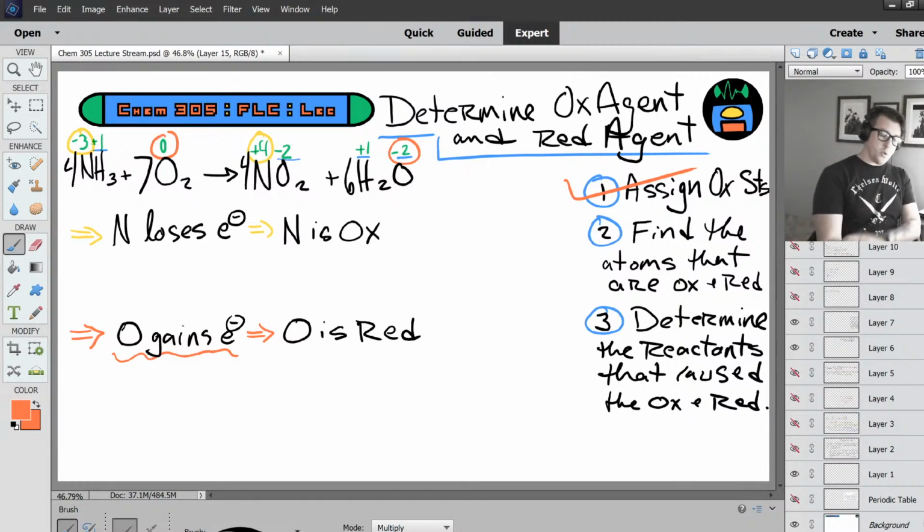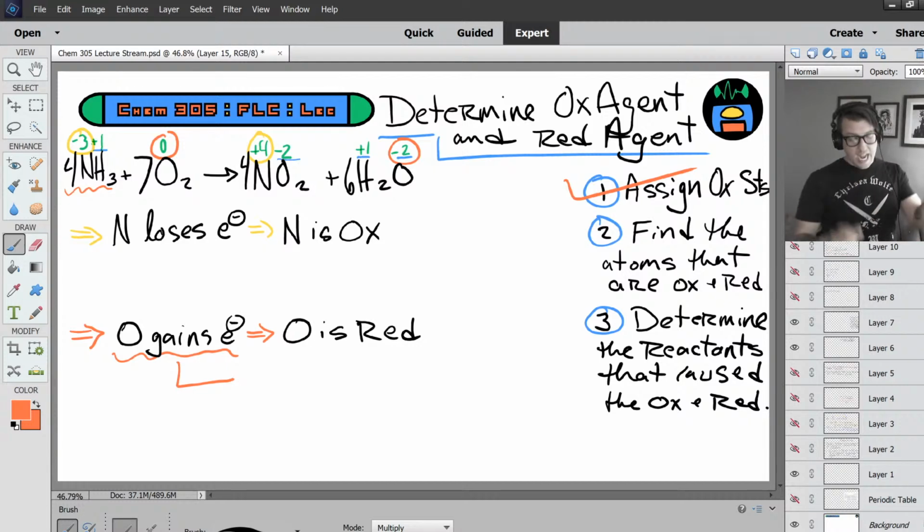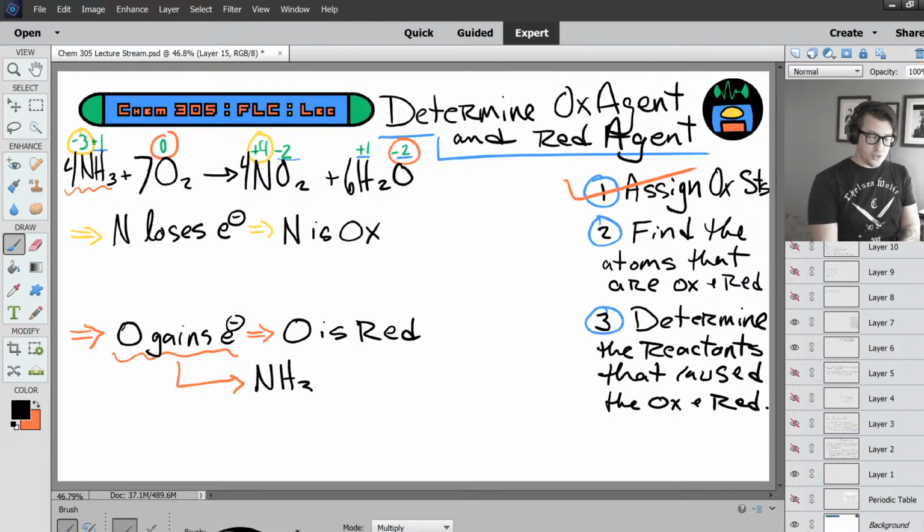All right, so oxygen gains electrons. What causes oxygen to gain electrons? What reacts with it that causes that gain in electrons? And the answer is NH3. NH3 reacts with oxygen, causing the electron gain to happen. So we say that NH3 is the reducing agent.